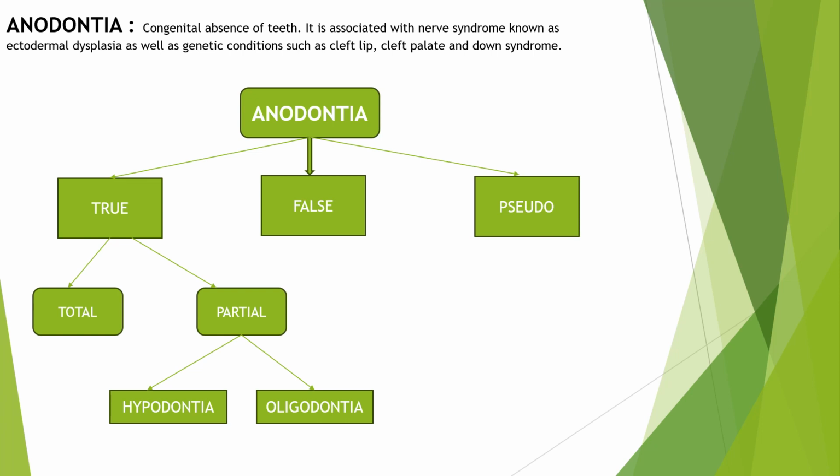Anodontia can be classified into three main categories. They are true anodontia, false anodontia, and pseudo-anodontia. True anodontia can be classified as total and partial. And partial can again be classified into two categories, that is hypodontia and oligodontia. So, anodontia means it is a congenital absence of teeth. When we see the classification, we can group into three categories, that is true, false, and pseudo. In true anodontia, again it is classified as total and partial. And in partial anodontia, there is hypodontia and oligodontia.